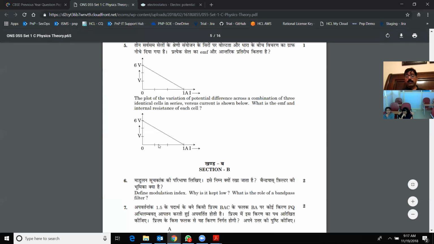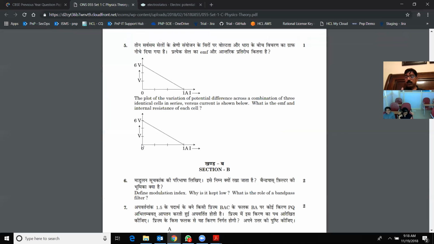So from the graph we'll get some values and that is what we have to use. 6 by 3 is the EMF of each, so 2 volt is that EMF. Now 2 volt, maximum current is 1 ampere. So EMF by maximum current. Again, this is a 1 marks question, so don't expect too complicated answers, too many complications, right? Straightforward thing, and you can do these calculations without any worry that you will miss something which is important. Okay?